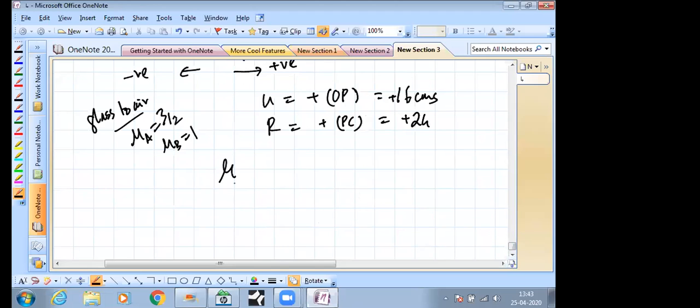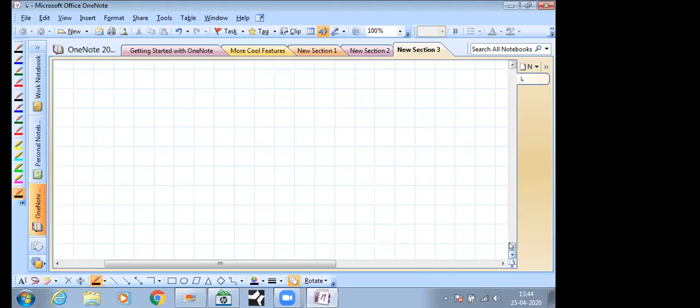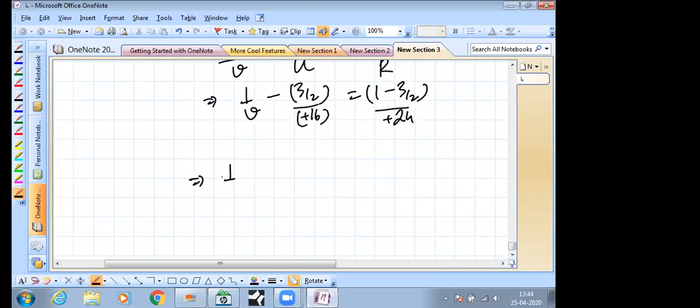So mu B upon V minus mu A upon U is equal to mu B minus mu A by R. So 1 by V minus 3 by 2 divided by plus 16 should be equal to 1 minus 3 by 2 divided by plus 24. So let's solve this. So we should be getting 1 by V minus 3 by 32 is equal to minus 1 by 48. So 1 by V is becoming 3 by 32 minus 1 by 48.